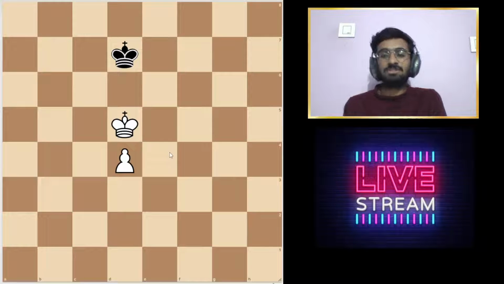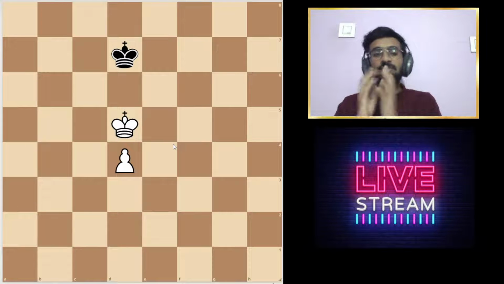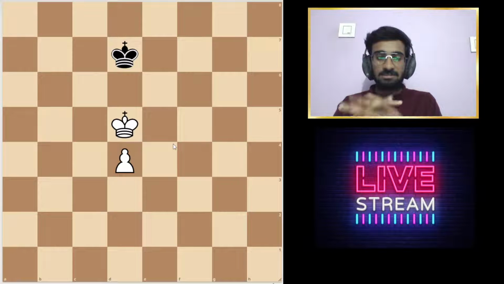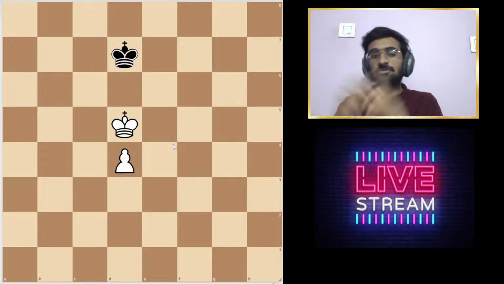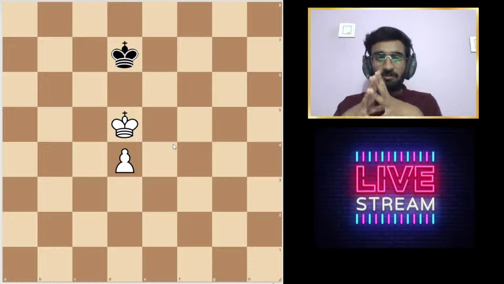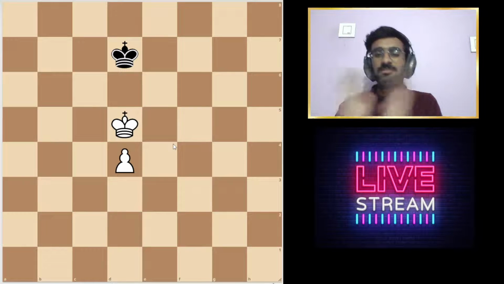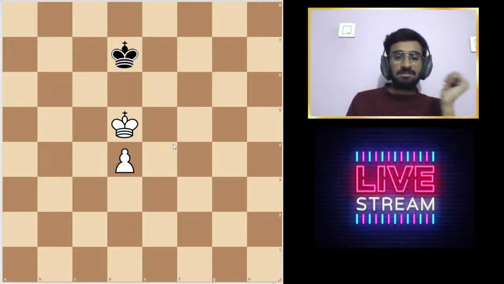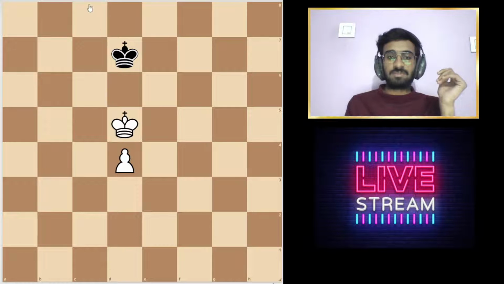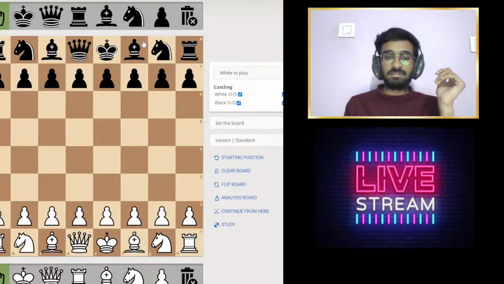So this was a trick question. This was a trick position, I would say. You can see the same position, there could be two answers. It depends on whose move it is. If it's white to move, it's a draw. If it's black to move, then white is winning. Simple as that. White to move, it's a draw. Black to move, white is winning. Same position. Now let's go on to the next position.